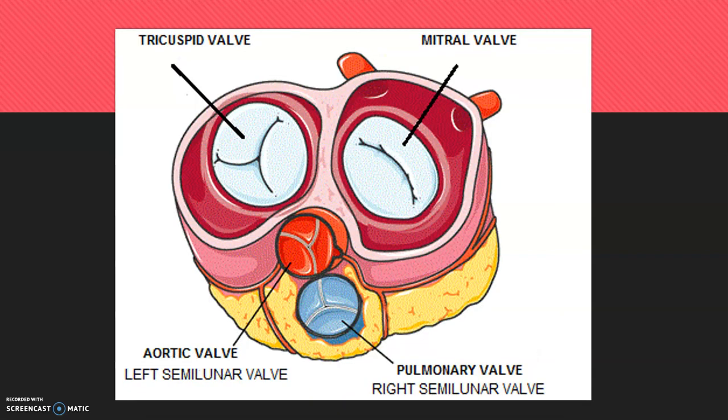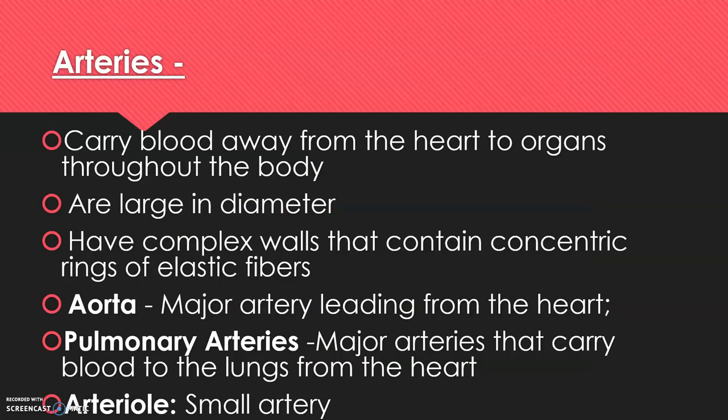So again, this is kind of showing you the different valves. All right, so now we're going to talk about the different blood vessels. We're going to first start off talking with arteries. Arteries is A for away, because the arteries carry blood away from the heart to the organs throughout the body.